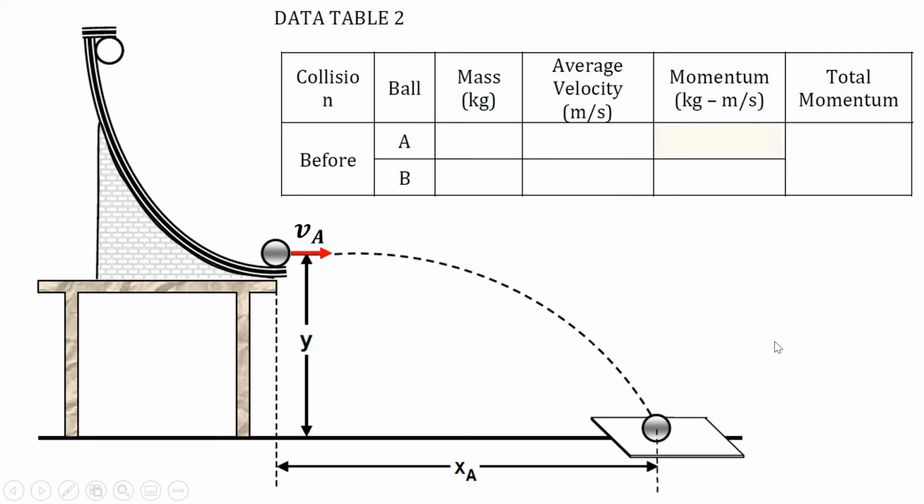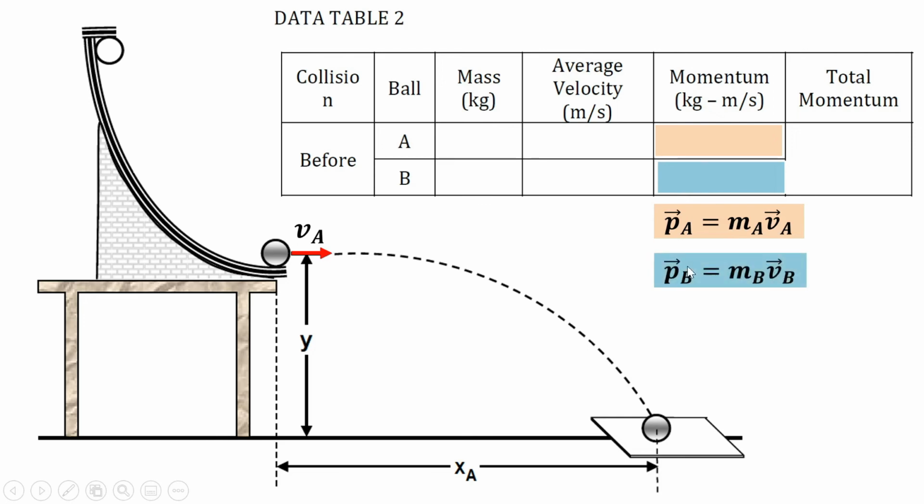And to get the momentum, we will just multiply MA times the velocity of our ball A before collision. And for the momentum of our ball B, that is mass times the velocity of ball B. You have to measure the mass of ball A and ball B to get the momentum. And to get the total momentum, you will just get the sum of these two momentum.